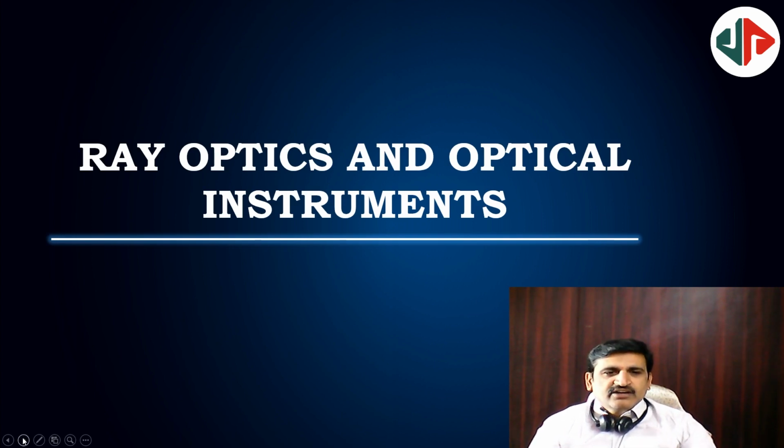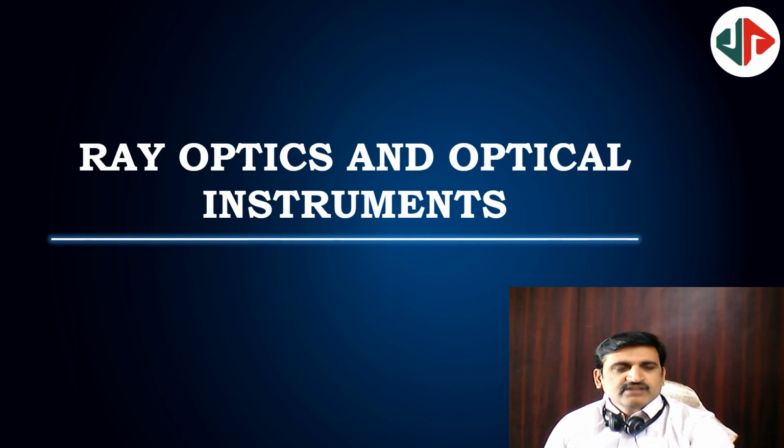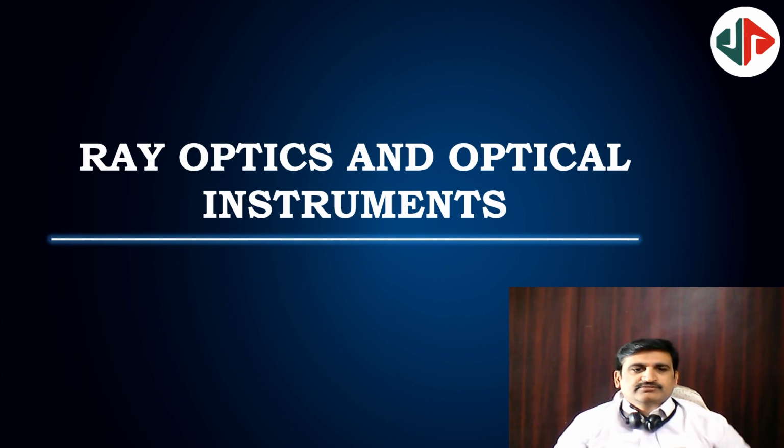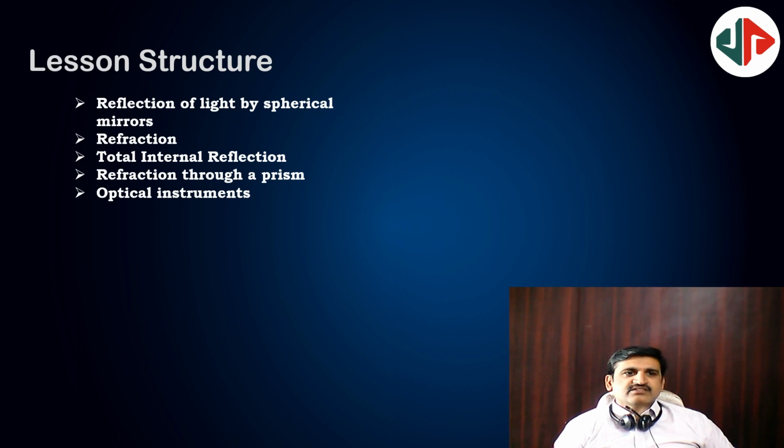And now we will go for ray optics. We'll discuss this topic now. This lesson contains reflection of light by spherical mirrors, refraction. Plane mirrors we have discussed in 8th class, 9th class, right? That's why. Total internal reflection, refraction through a prism, optical instruments, telescope, microscope, and simple microscope, those things.